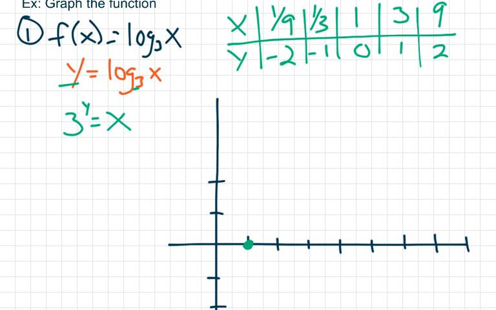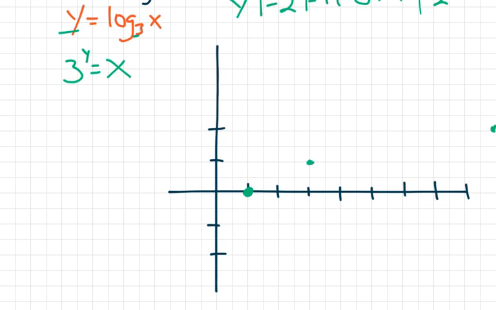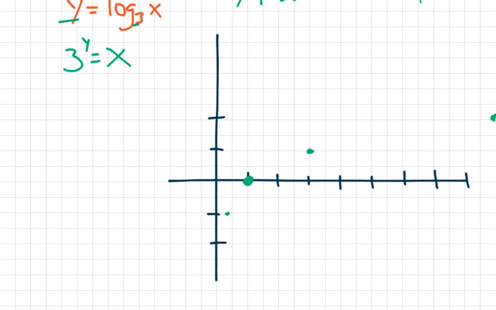The rest of them, 3, 1, so 3, 1 is there. 9, 2 would be right about in there, right on the edge of the screen, so I'll mark it right there. It's not quite exact, but close enough. 1/3, negative 1, so negative 1 is my y value, 1/3 is my x. That's less than a half, so maybe about in there. And then 1/9, negative 2 is really close to the y-axis, but not quite on it. So our graph, our function, looks something like this.